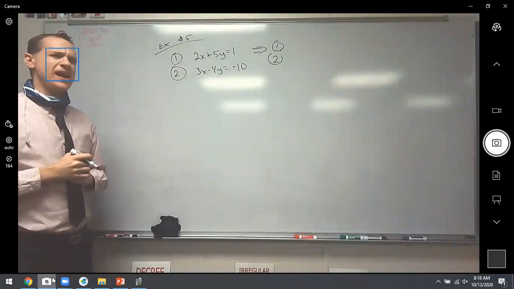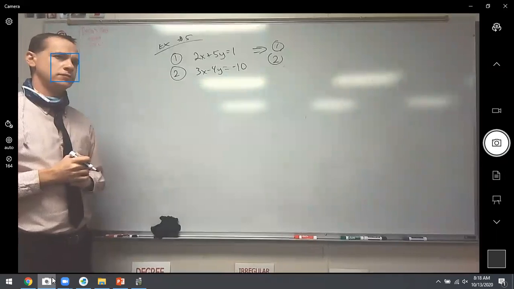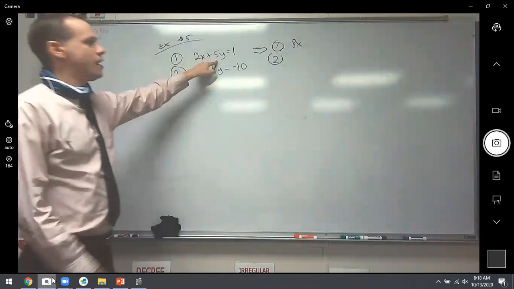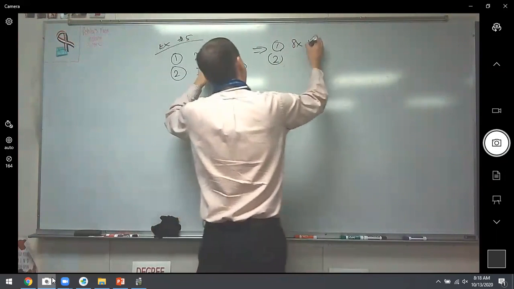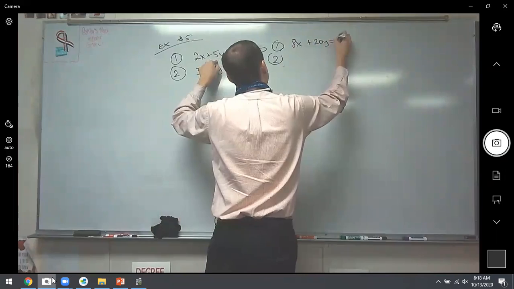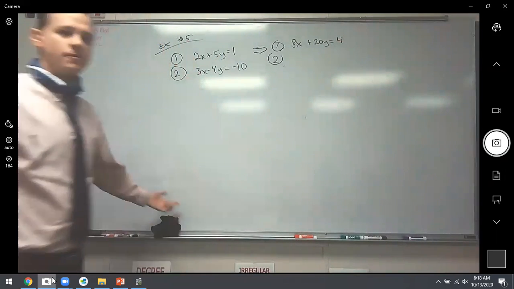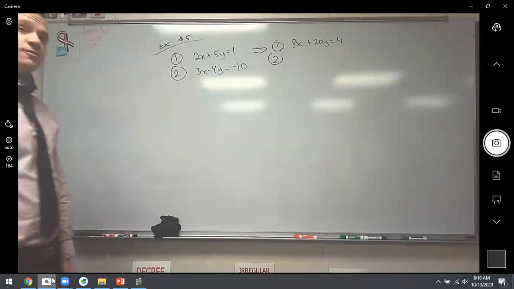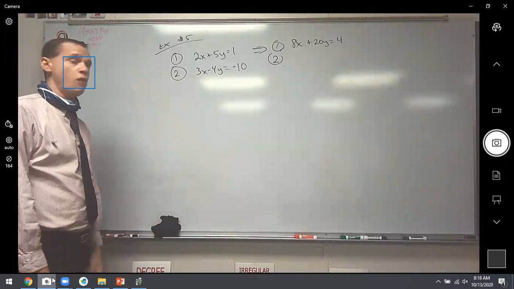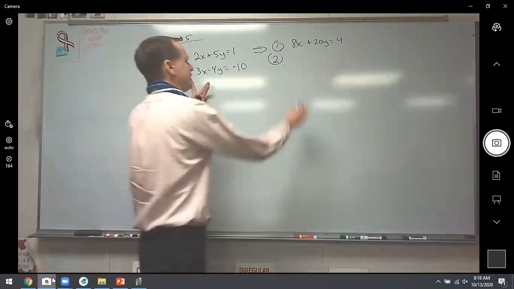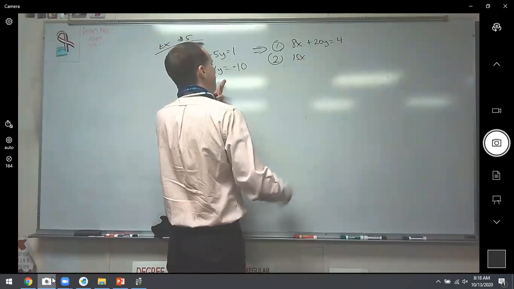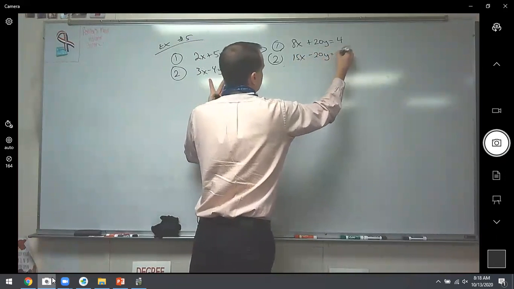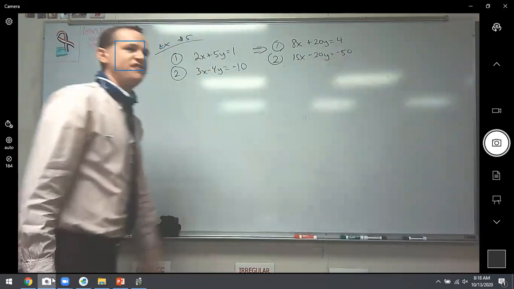The first equation, multiplying everything by 4, we would get not 2x, but 8x, not 5y, but 20y, and not 1, but 4. So every number, every term got scaled up by a factor of 4. Second equation, we decided to multiply everything through by 5. So 3x times 5 would be 15x. Negative 4y times 5 is negative 20y. And negative 10 times 5 is negative 50.